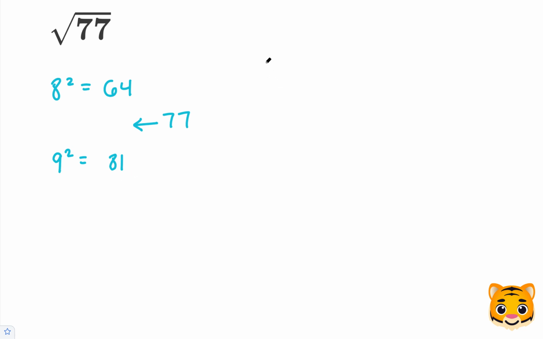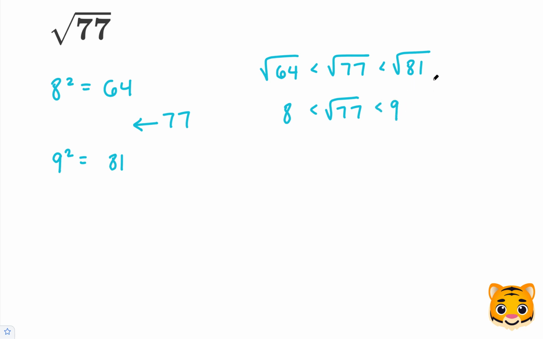So we can write the following inequality. The square root of 64 is less than the square root of 77, which is less than the square root of 81. We can do this because 64 is less than 77, which is less than 81. Now we can rewrite the square root of 64 as 8 because 8 squared is 64. And then we can rewrite the square root of 81 as 9 because 9 squared is 81. Now we can see that the square root of 77 lies between 8 and 9.